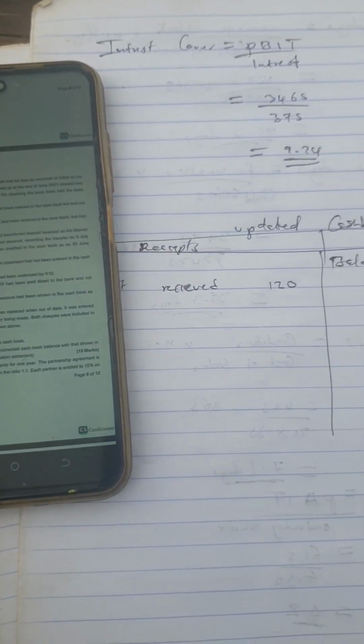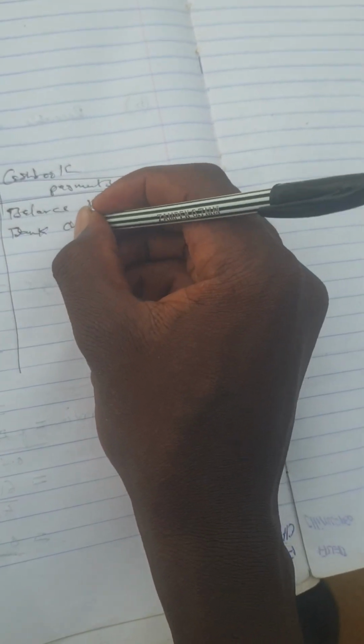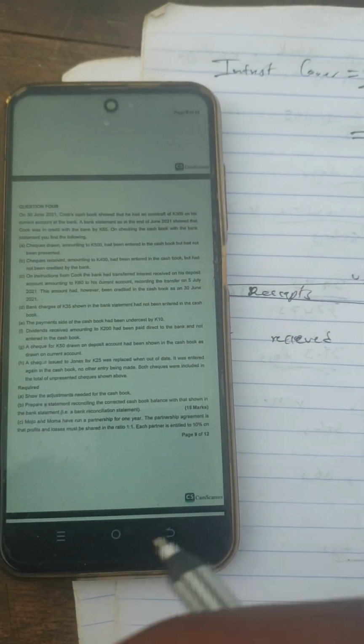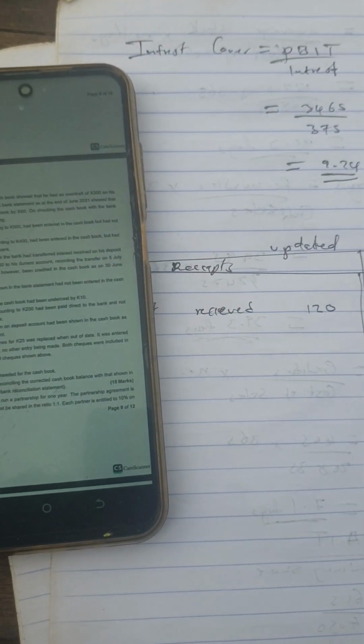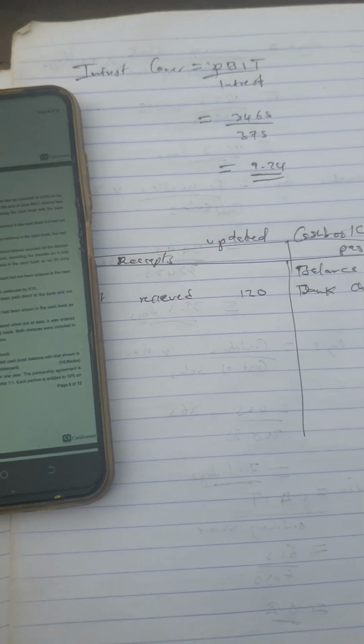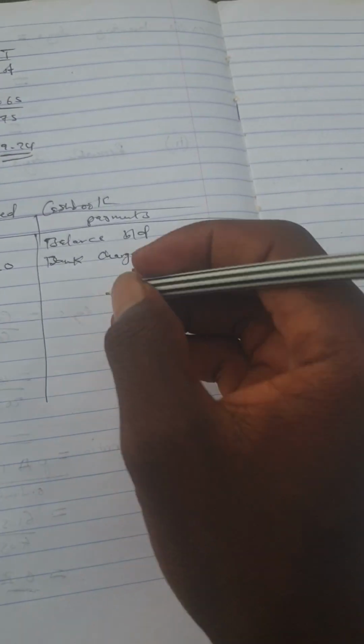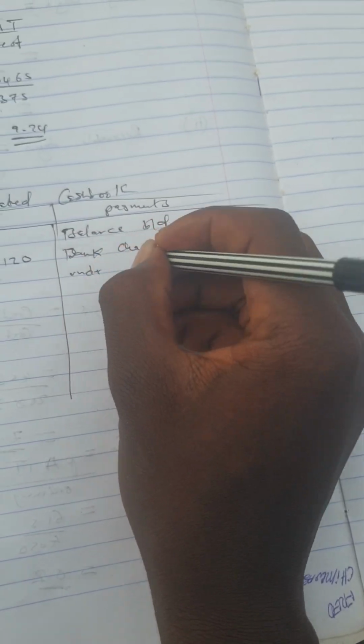Okay, next they're saying bank charges of 35 shown in the bank statement have not been entered in the cash book. Bank charges have not been entered, and bank charges are always on the credit side. Bank charges 35. Next, the payment side of the cash book had been undercast by 10. So they're saying the payment side had been undercast. On the payment side, there's a shortage of 10. So we are going to write that as an undercast 10.